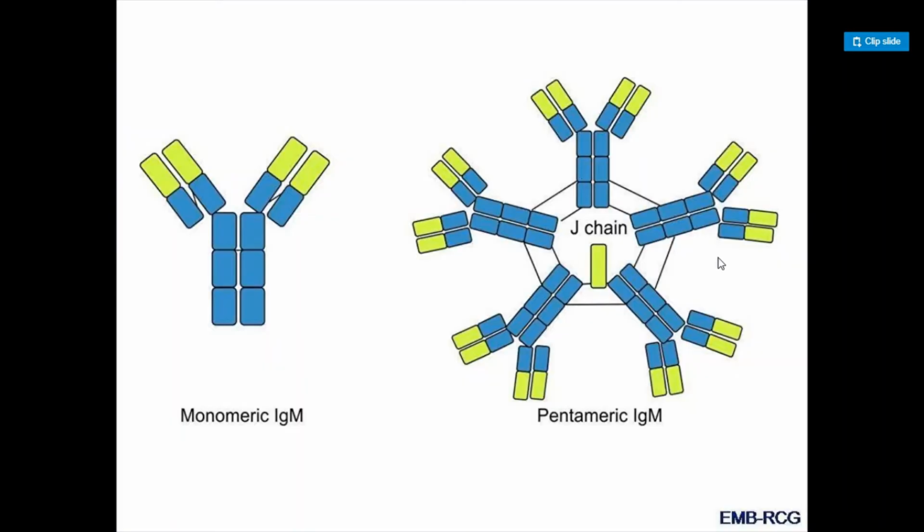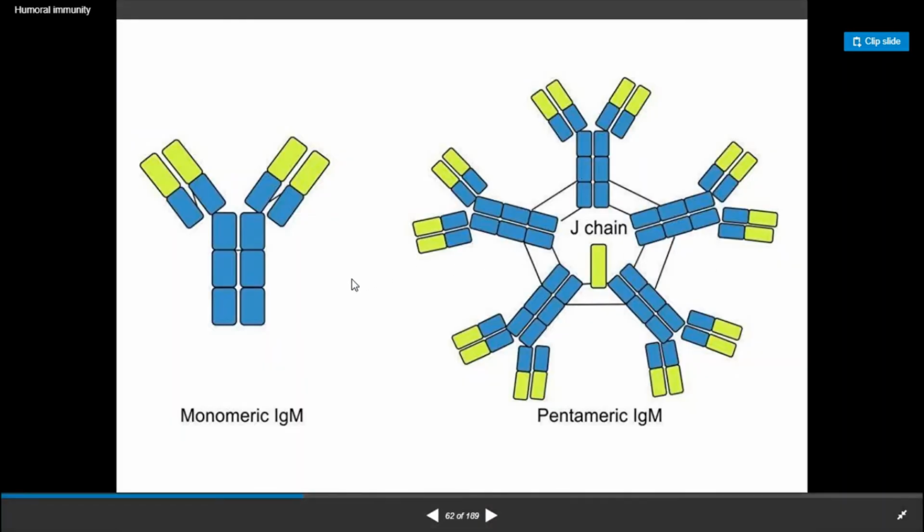This is the structure, and it is mainly formed in 2 forms. This is the monomeric form, and these monomeric forms combine in a group of 5, the pentameric form, using the J chain, and this forms the IgM.